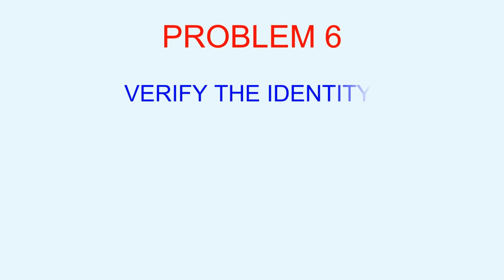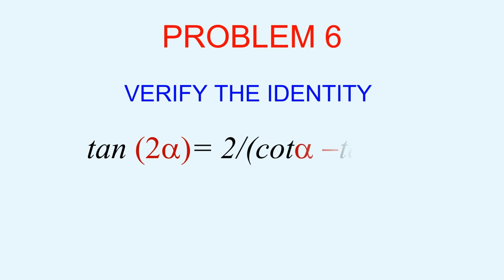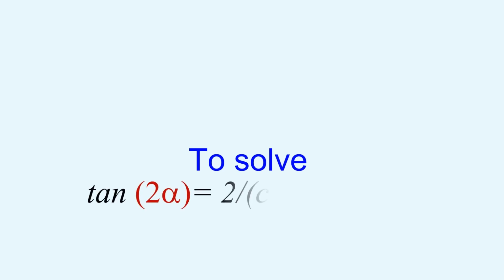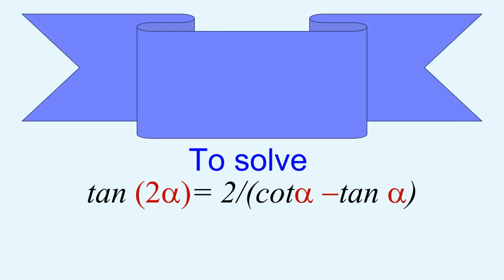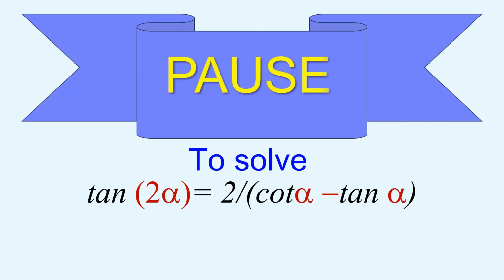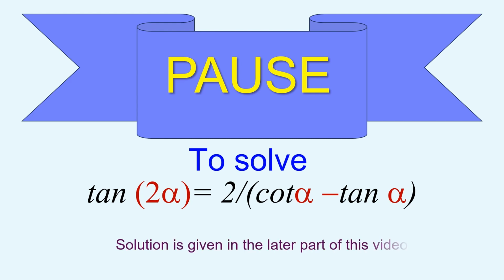Problem number 6. Verify the identity. The tangent of 2 alpha equals 2 divided by the cotangent of alpha minus the tangent of alpha. Pause now if you want to solve it by yourself. However, the solution is given in the later part of this video.